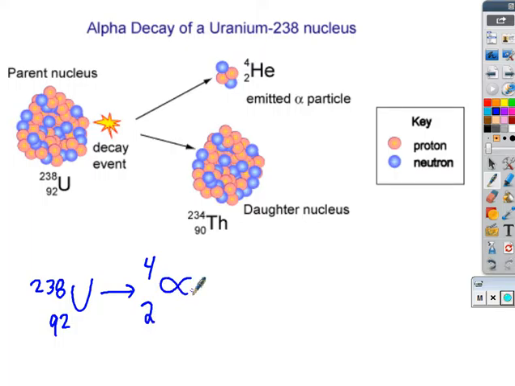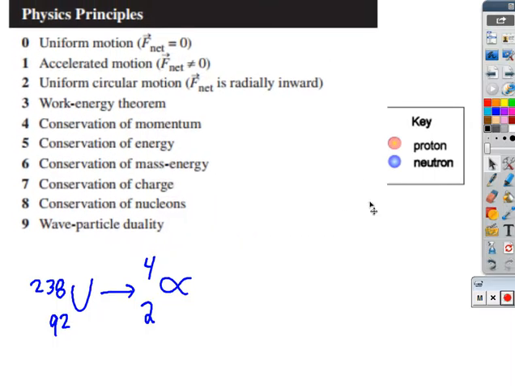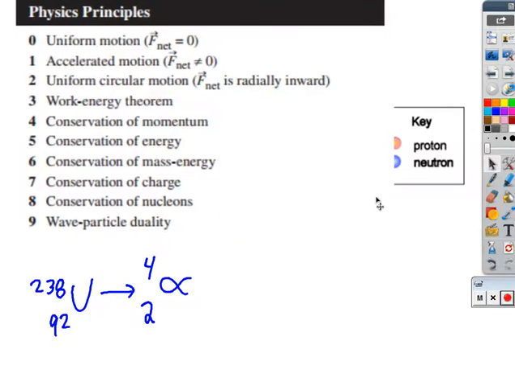Now the physics principle that we need to use to answer this is physics principle 8, the conservation of nucleons. If you look on your periodic table, your physics principles sheet, conservation of nucleons is physics principle number 8. That requires the total number of nucleons to be the same before and after the decay. So I need 234 nucleons on my daughter nucleus in order for the conservation of nucleons to work.